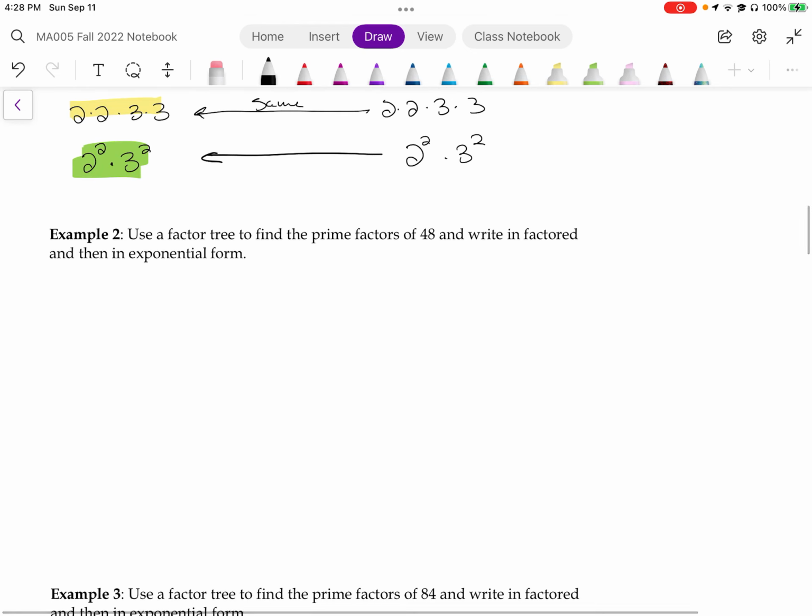All right, so I'm going to do 48. The first thing that jumps to mind is 4 times 12. You might have thought of something else, but that's what I thought of. So the 4 factors to 2 times 2. Those are prime, so I'm going to stop there with the 2 times 2.